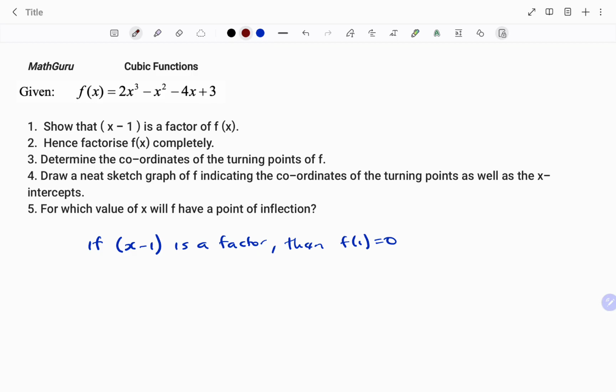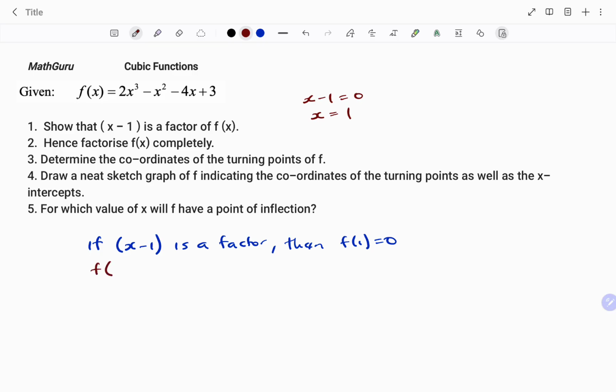I got my f of 1 by equating x minus 1 equals 0. So we make x the subject of the formula, x is equal to 1. So if I plug in 1 as the value of x into my function, and I get 0, then what that means is x minus 1 will be a factor. So I'm going to show you how to test that.